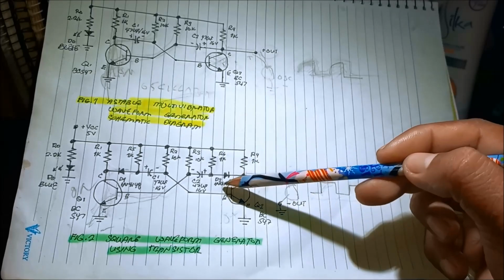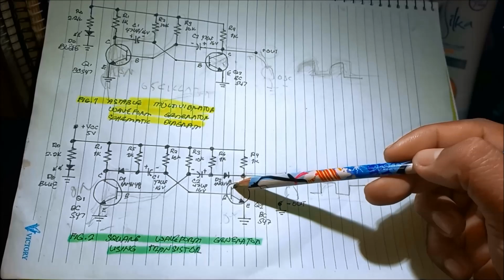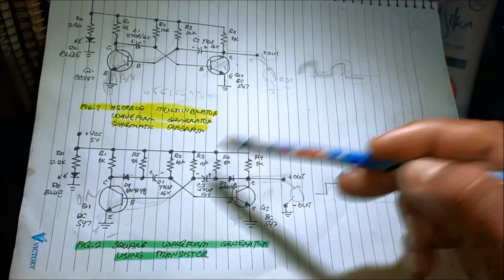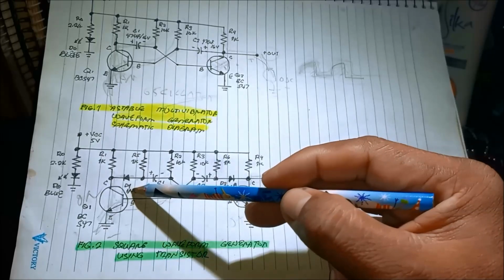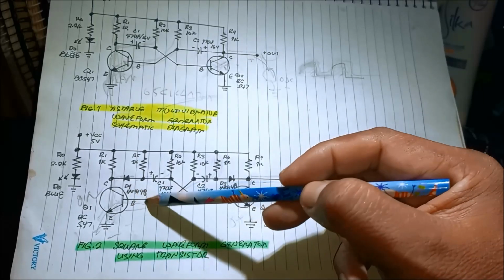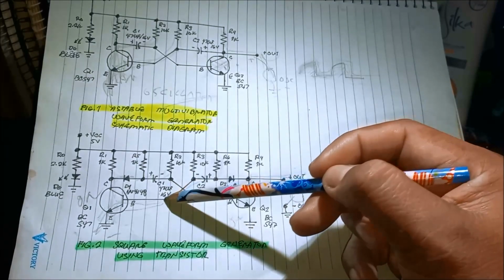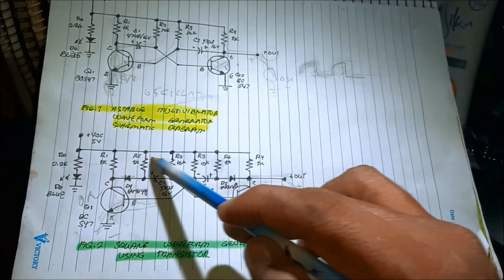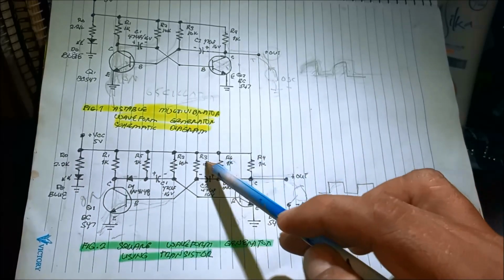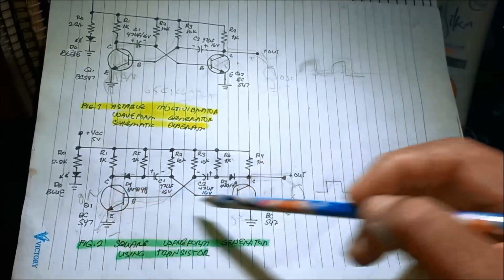R6, 1K, D2, 1N4148 fast switching diode. Then again 1K, D1, 1N4148. We're using a capacitor of 47 microfarad, 16 volts. Same with this. And all the resistors we use are 1K, 1K, 10K, 10K, 1K, 1K. And an NPN type transistor.